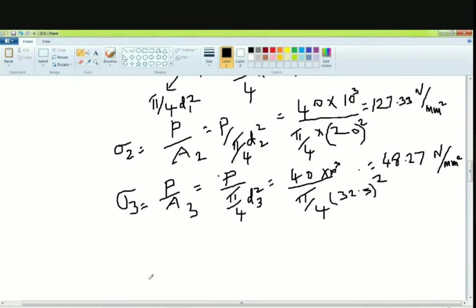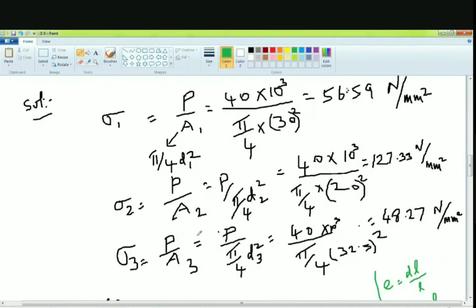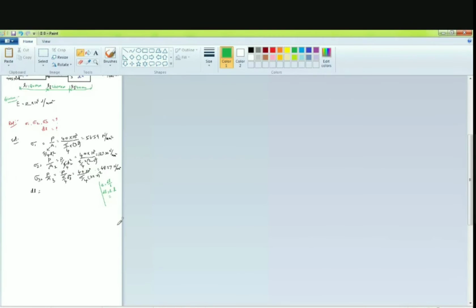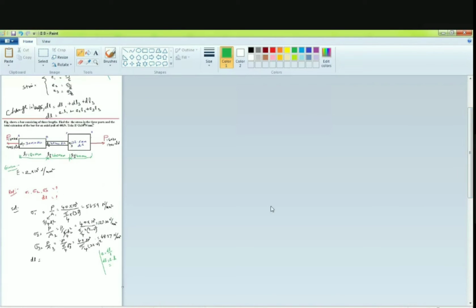Next one, how do you find DL? Which formula is used to find the DL? Quickly tell. Strain. What is the strain formula? Change in length divided by original length. So DL by L. So DL equal to strain into L. Am I correct? So do you know the strain here? Check it in the problem. Anywhere is strain there? No, sir. The given data has Young's modulus only.